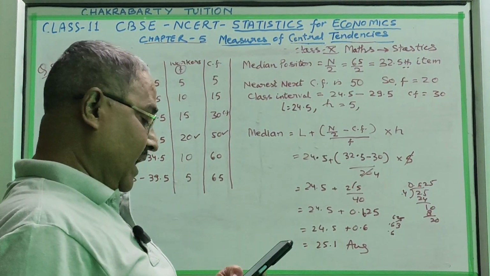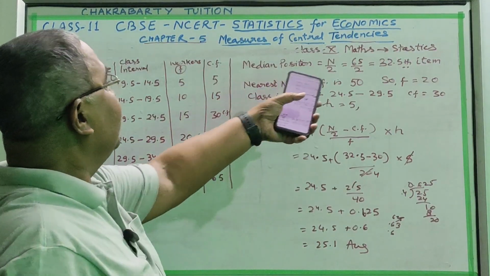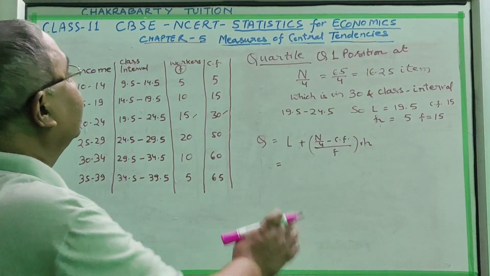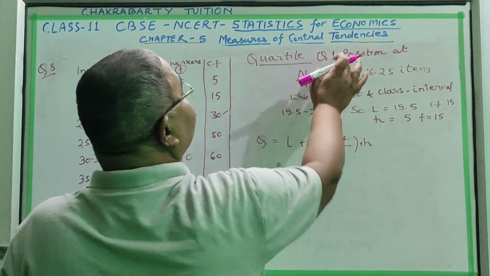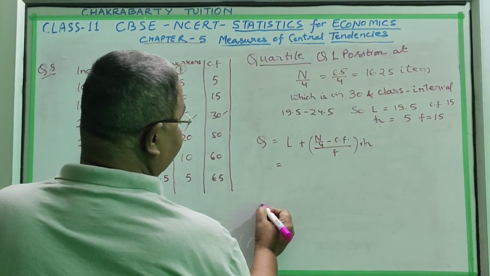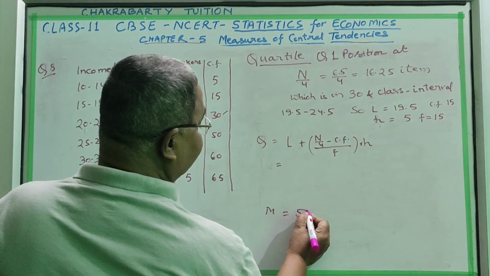Now, in the second part, the quartiles Q1 and Q3 also we have to solve. So I am rubbing this side also. Now they want the quartile position of Q1. Actually, you have calculated the median. Median is nothing but the mid value, so mid means 50%.